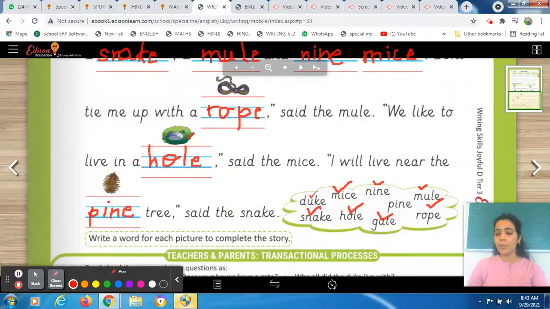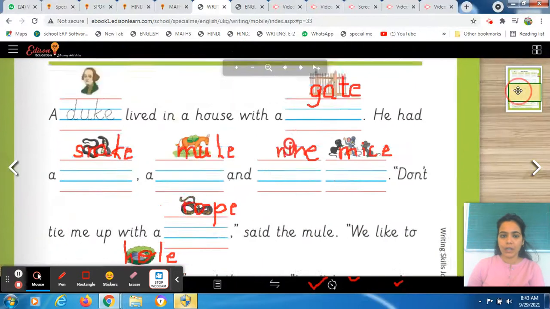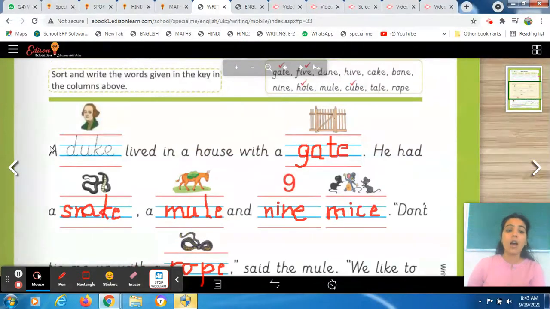Now, what will we do? We will read the whole story and come to understand the meaning. So come to the top and read it first. So let's start. A duke lived in a house. ये जो ड्यूक है, a nobleman lived in a house. कहाँ रहता है? एक घर में रहता है. With a gate. उसके घर में क्या है? There is a gate also.